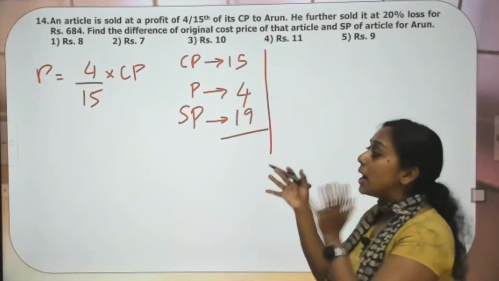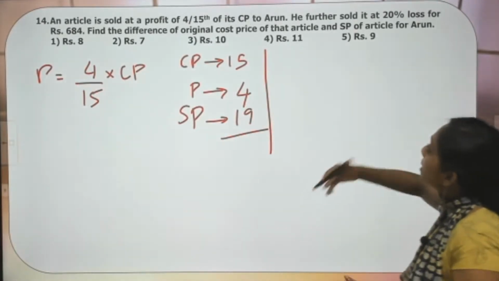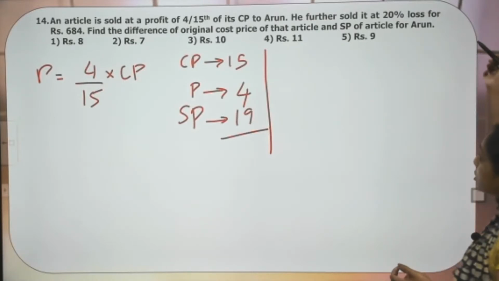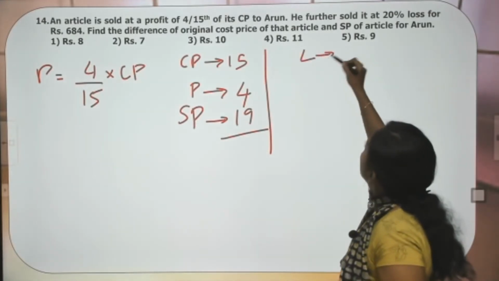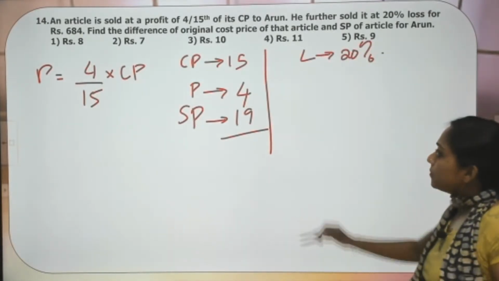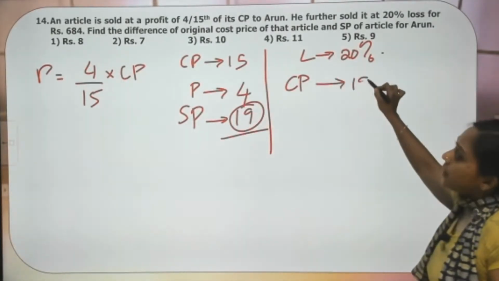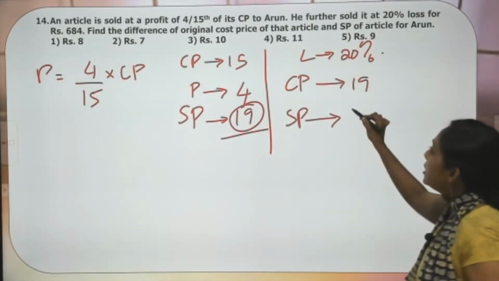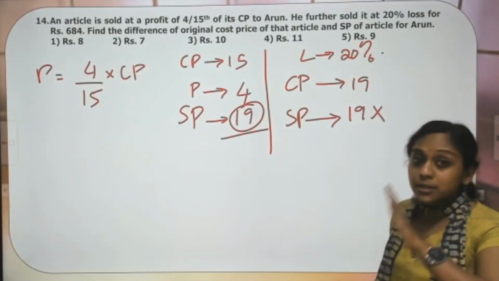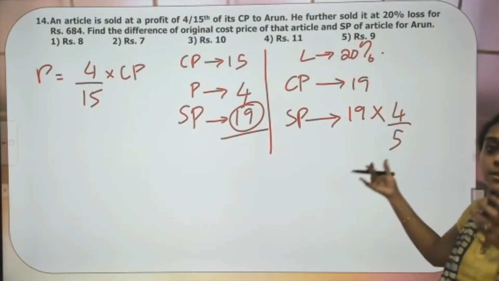So the selling price for whom? For the person who sold it to Arun. So Arun's cost price will be this 19, and next Arun is going to sell it. He further sold it at 20% loss for rupees 684. So for Arun the cost price is 19. 20% loss means what is the selling price? 19 into 4 by 5, because with a 20% loss, you are left with 4 by 5. So this is the selling price for Arun.